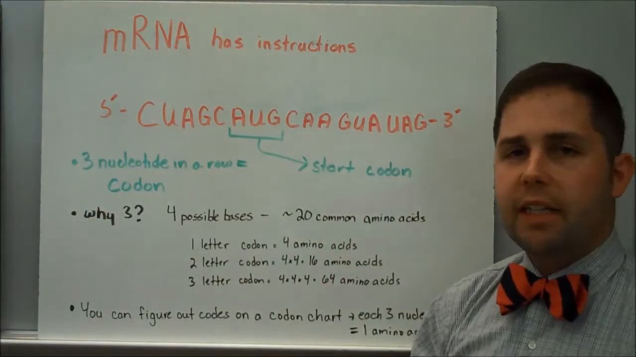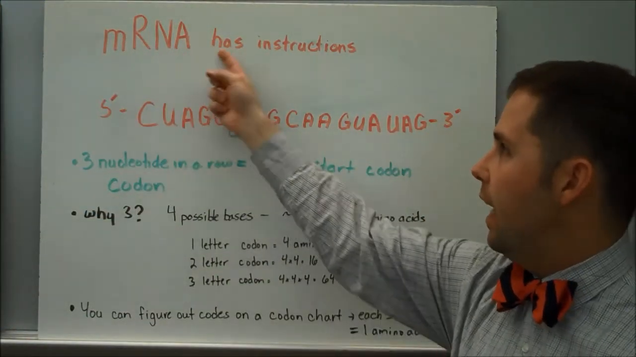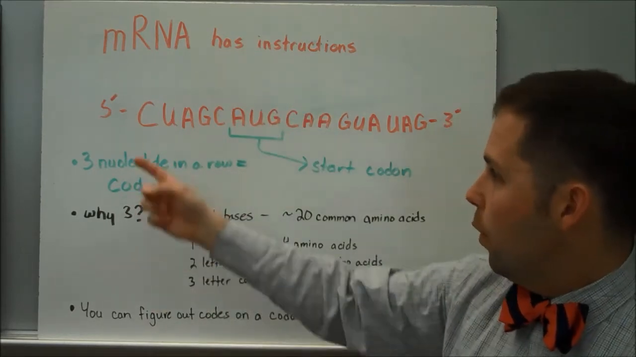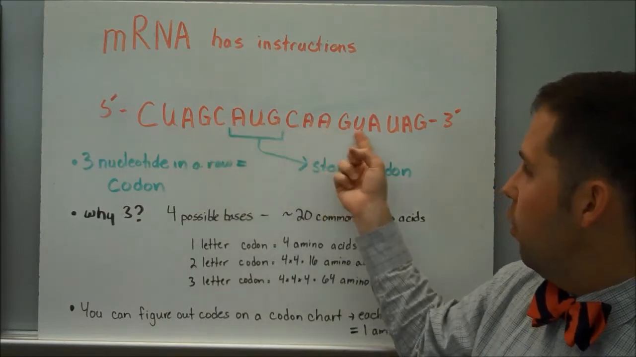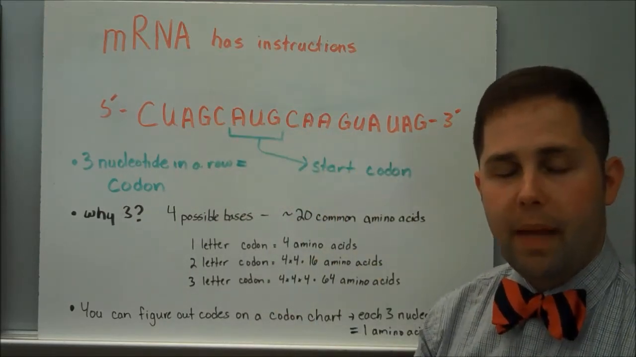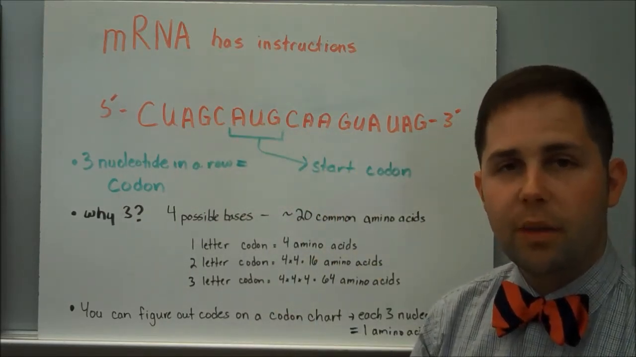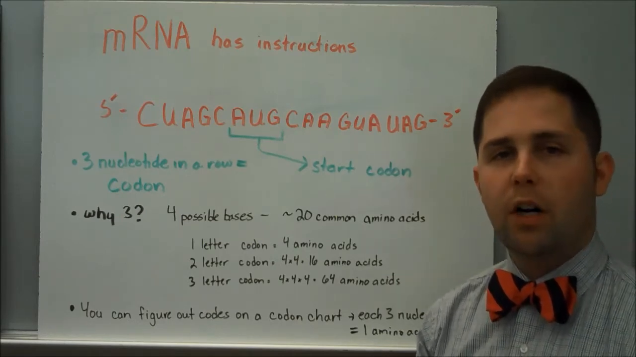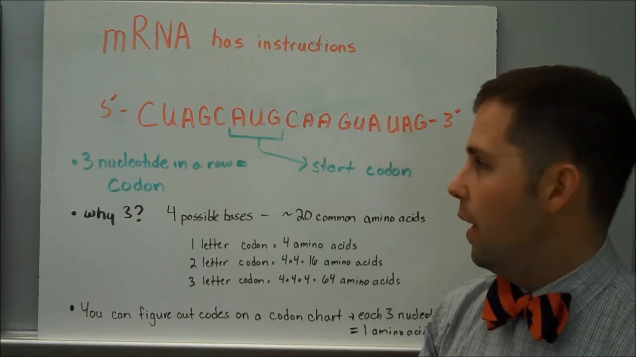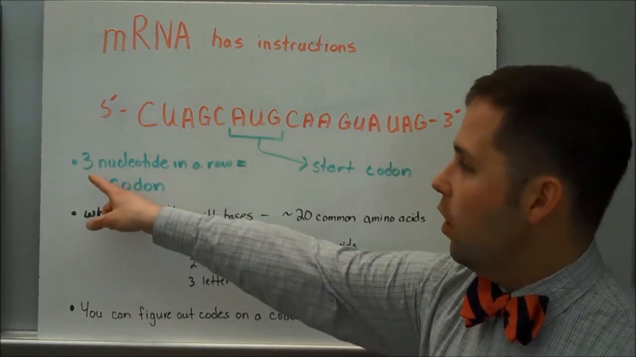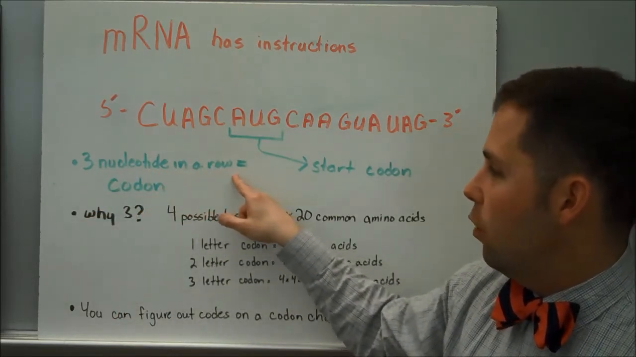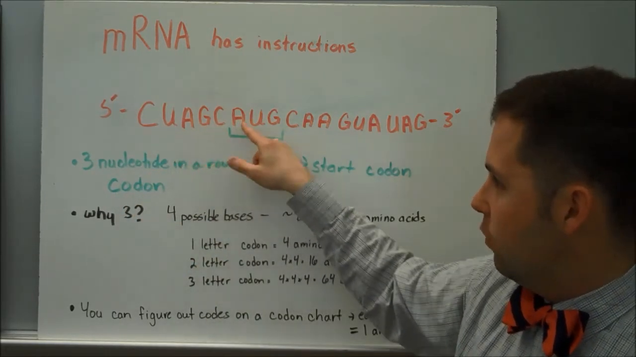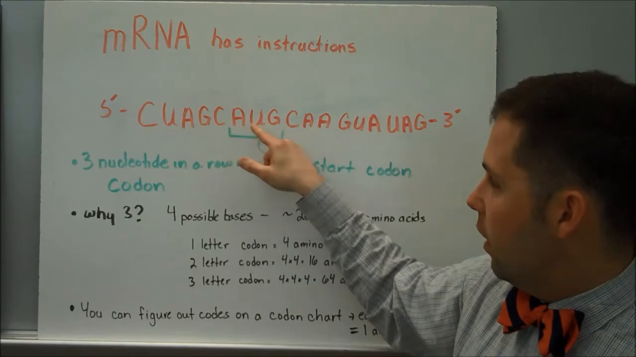So when we consider this, we know already that mRNA has all of the instructions that we need for making these proteins. But when we look at these letters, we really have no idea how to translate these, how to turn them into amino acids. So let me give you a few pieces of information that will help you translate them into amino acids. First, we're going to call 3 nucleotides in a row a codon. So any 3 nucleotides in a row here will be called a codon.